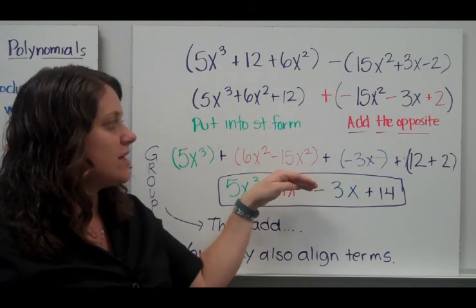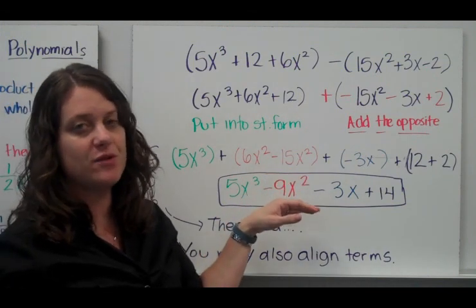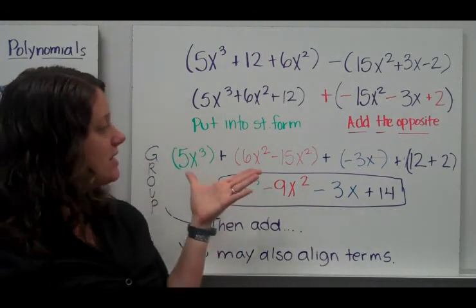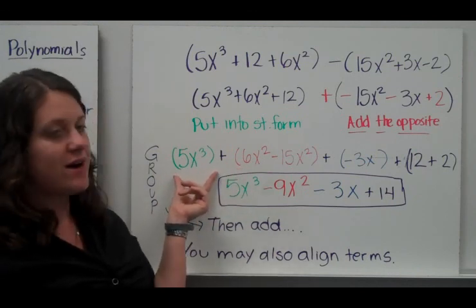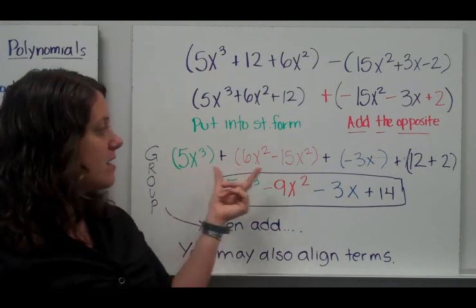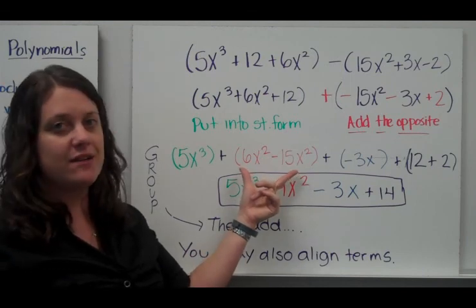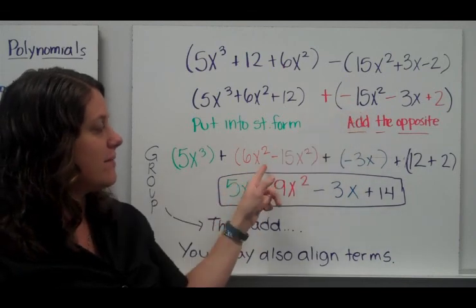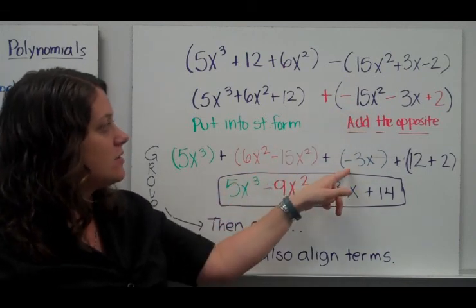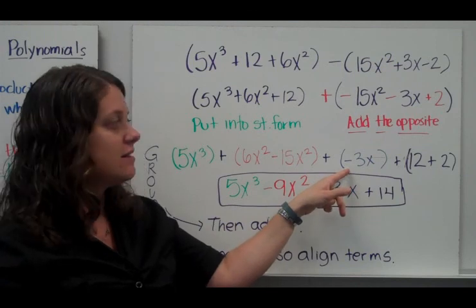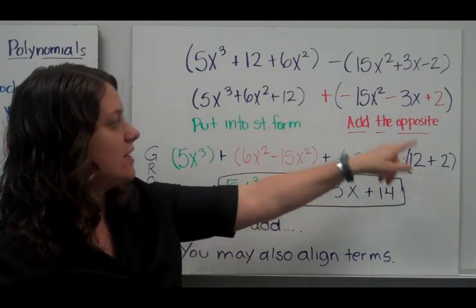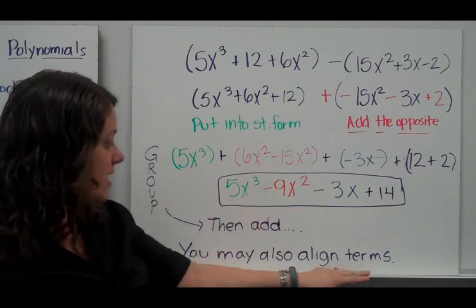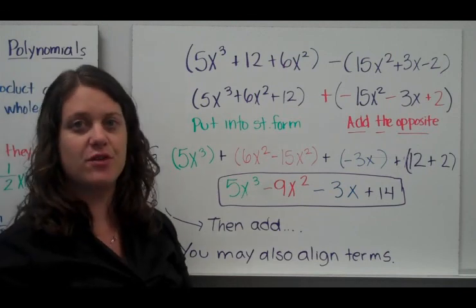Second step, you can use whichever form you want. You can align them if you'd like, or you can group them horizontally. Personally, I like to group them horizontally, so I did that one this way. So I only had 5x cubed, there was no other like term. I grouped together the 6x squared and the negative 15x squared. Notice I took the sign in front of it, so it was a minus 15x squared. There was only one x, the negative 3x. And then I combined together the 12 and the 2, and when I combined them all, that was my final answer. And again, you can also align the terms if you like that method better.